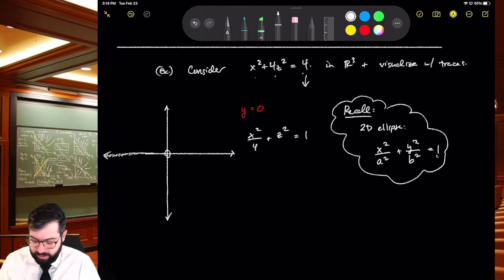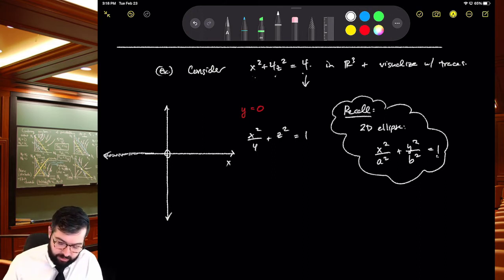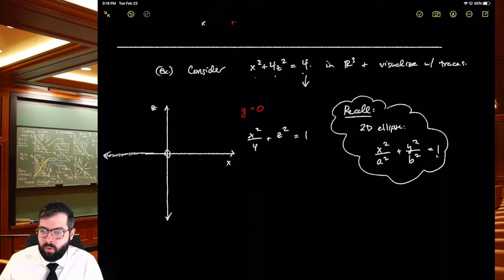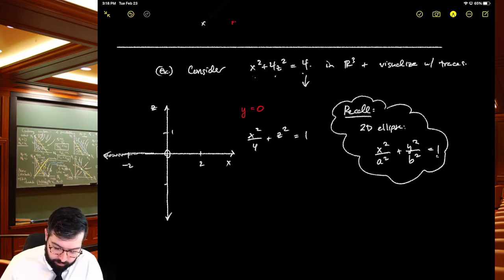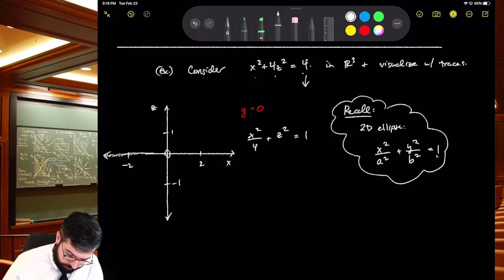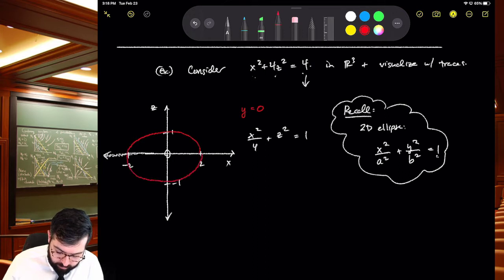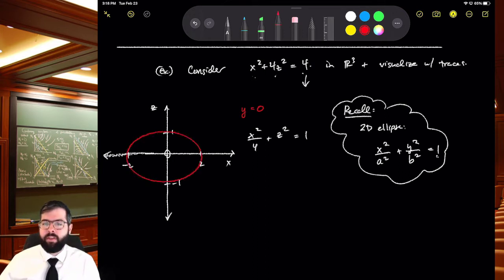So what that tells me is this thing on the xz coordinate plane hits at plus and minus 2 on the x and plus and minus 1 for the z, and we get an ellipse like that.